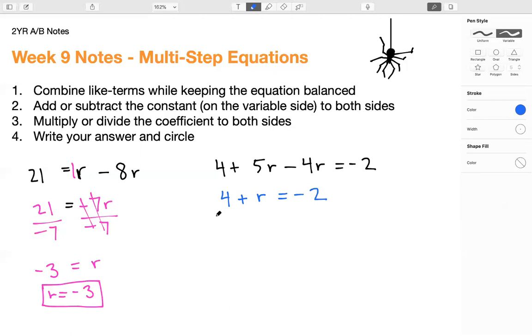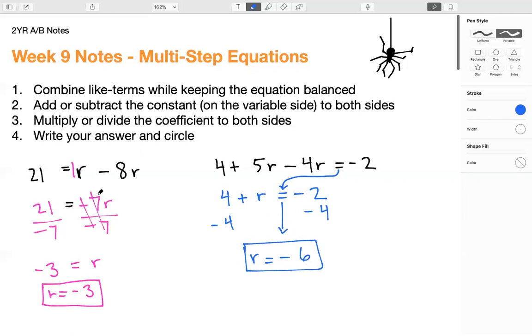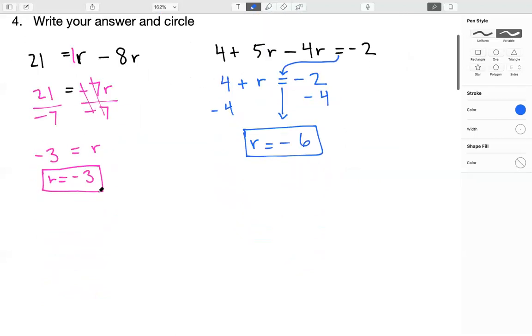Now we have to add or subtract a constant to both sides. So the constant is right here on the variable side, which is the left side here. Same thing on both sides, keeping it balanced. Here's our equal sign. It comes down right here. And then it's going to go down right here. r equals negative 6. And we box our answer. All right. Let's try a couple more.